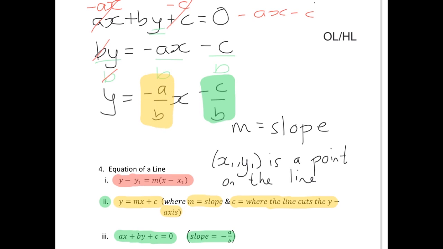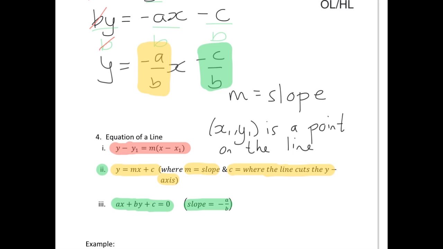And since this equation here is written in the same way as equation 2 down here, y is equal to something times x plus a constant, that something multiplying our x is our slope. So m in our case up here is minus a over b. Slope is minus a over b.